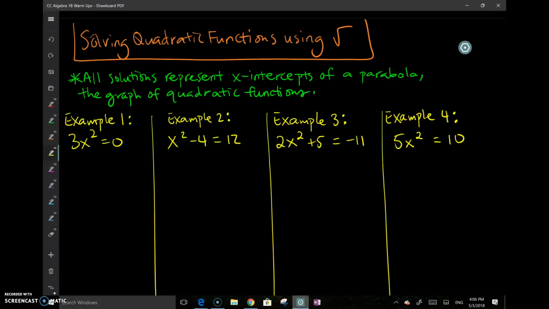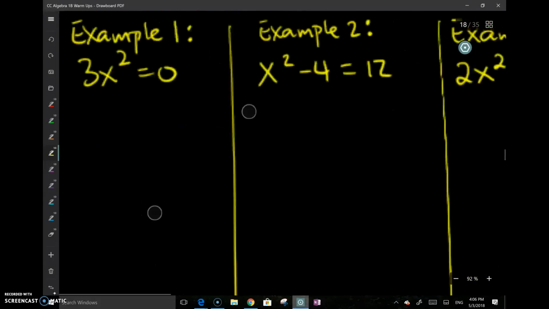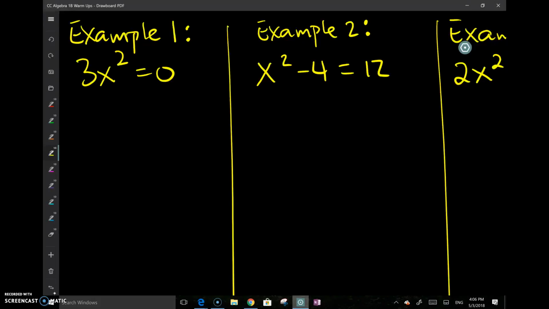You can see I have 4 examples and I'm going to break them down one at a time, and I'll explain what they mean at the very end. Okay, so here we go.